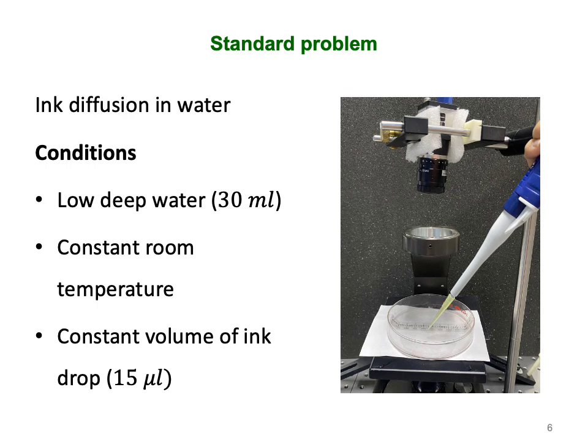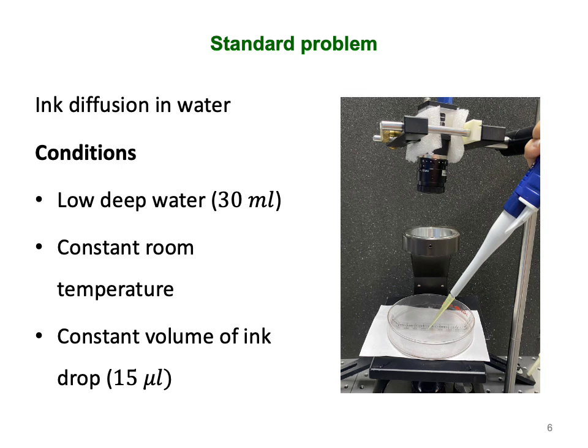Experimentally, the standard problem that we are going to be analyzing is the ink diffusion over water. This experiment was performed under the following conditions. First, we have water with low depth in order to assure that the diffusion is only happening in 2 dimensions. Then we have a constant room temperature and a constant volume of ink drop.